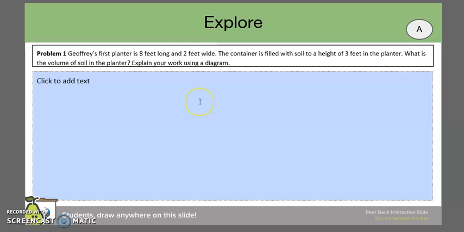It's important that you draw a diagram, a three-dimensional figure, and label the necessary information from the story to the diagram. And feel free to annotate and underline or highlight important key information from the actual story. On the next slide, we're going to go over how to work through the problem.